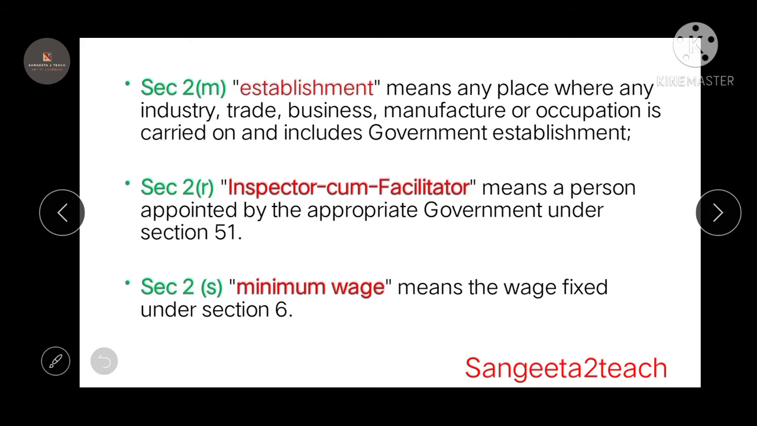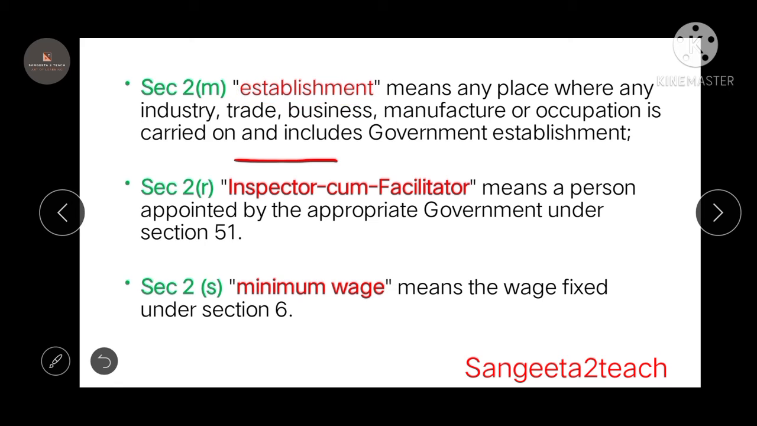Coming to the definition under section 2(m), it talks about an establishment. So establishment can be any industry, trade, business, manufacture, or occupation that is carried on, and it includes a government establishment. So establishment is nothing but a trade, industry, manufacture, or an occupation carried out.